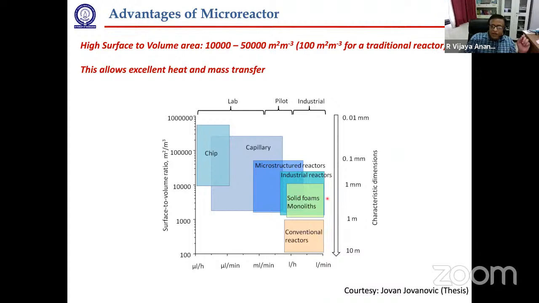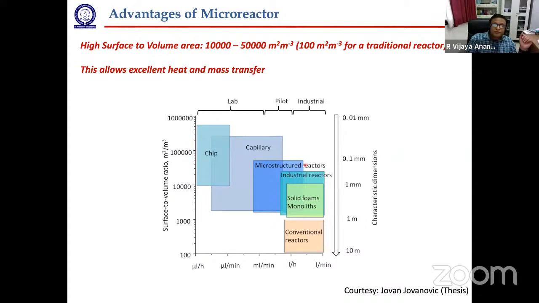Solid foam monoliths are nothing but a tube filled with a kind of filter, a foam with porous materials inside the pipe, and the solution passes through it. That is called solid foam monoliths, which is slightly better than this. Then industrial reactors come here, and microstructured reactors are slightly better than this. Capillary reactors are better than microstructured ones, and the best one is the chip-based microreactor.